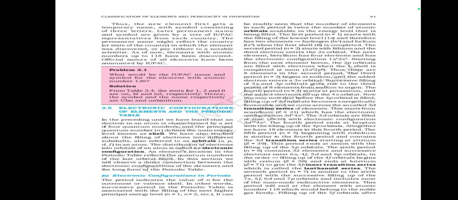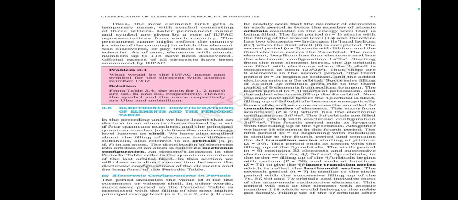Electronic configurations of elements and the periodic table. In the preceding unit, we have learned that the electron in an atom is characterized by a set of four quantum numbers, and the principal quantum number, small n, defines the main energy level known as shell. We have also studied the filling of electrons into different subshells, also referred to as orbitals: s, p, d, f. In an atom, the distribution of electrons into orbitals is called its electronic configuration. An element's location in the periodic table reflects the quantum numbers of the last orbital filled.